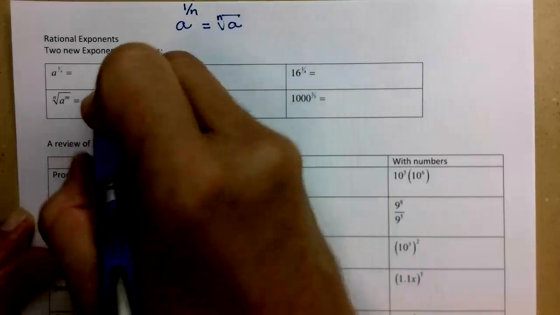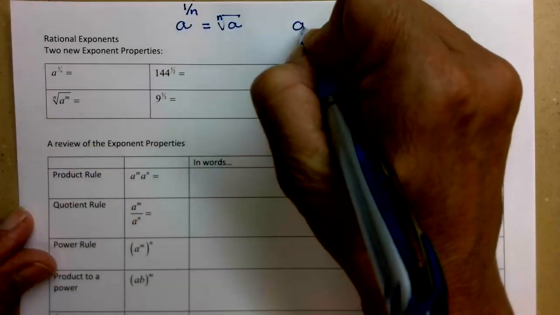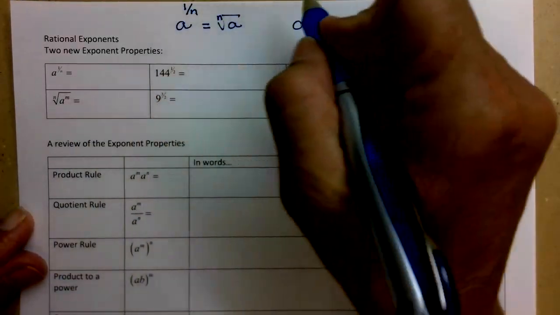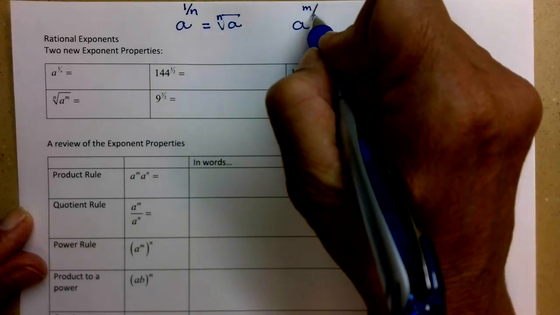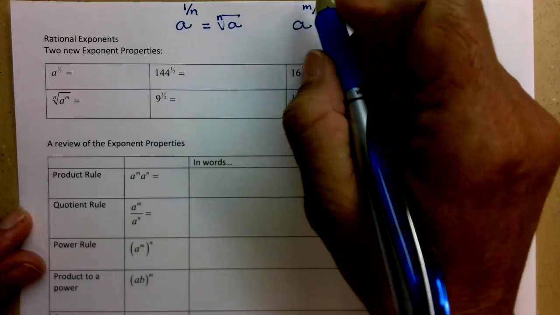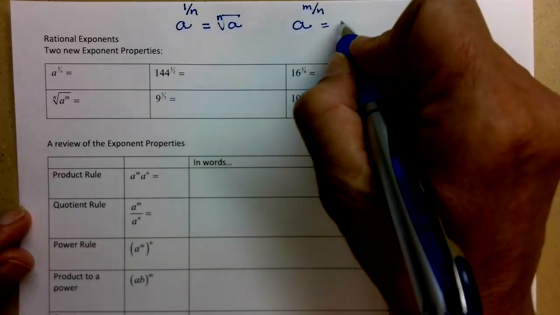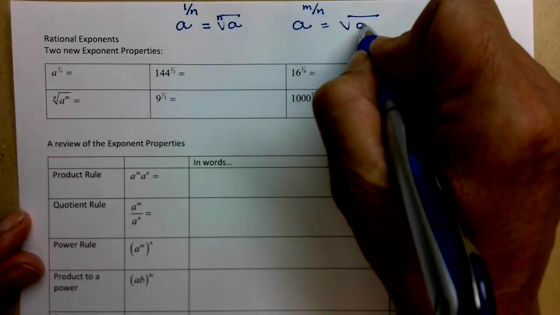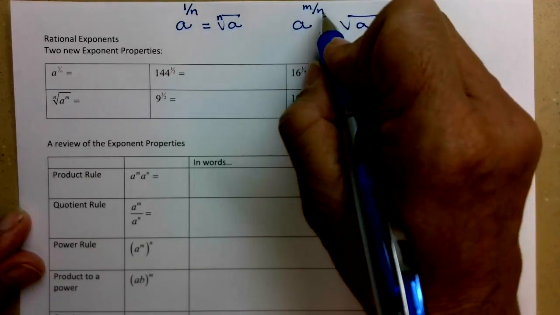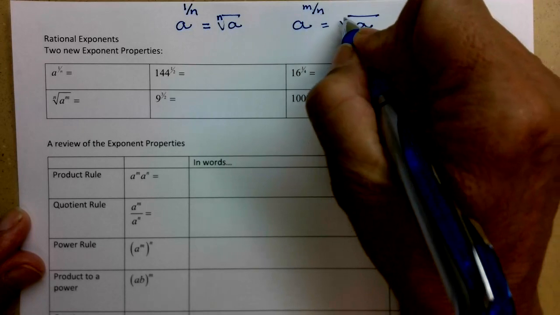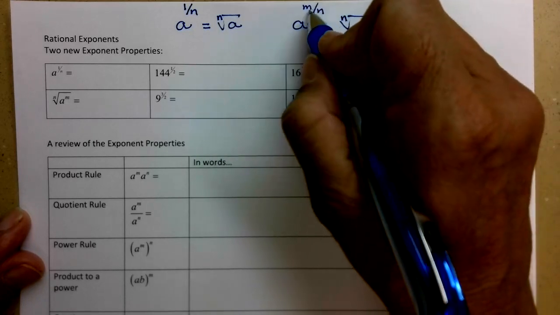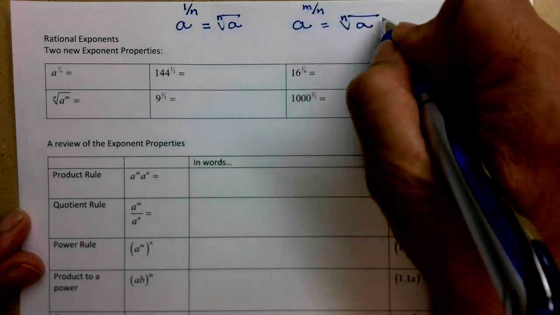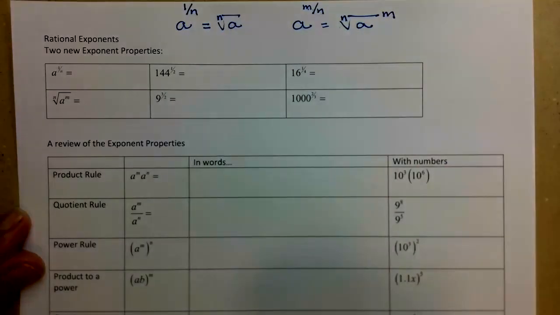I said there were two properties. The second one, if it's not just 1 over n, but let's say it is m over n. So I have two numbers up there. Well, this is equal to, so again, the a stays the same. The denominator is still the index, but that numerator in your exponent is the power.